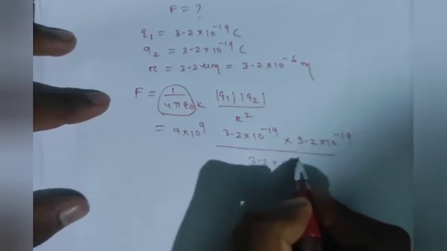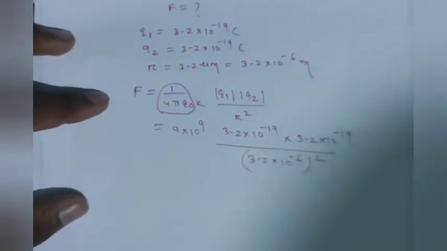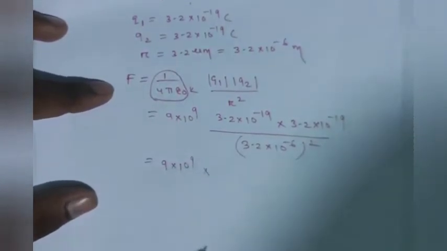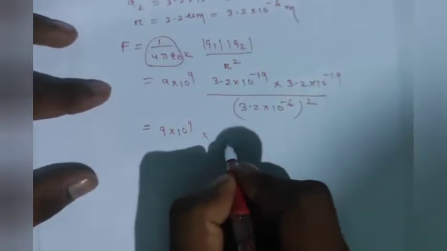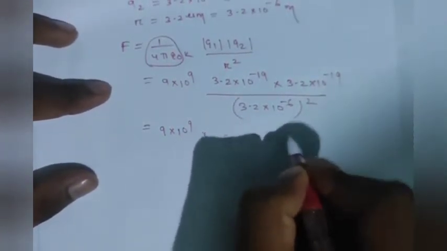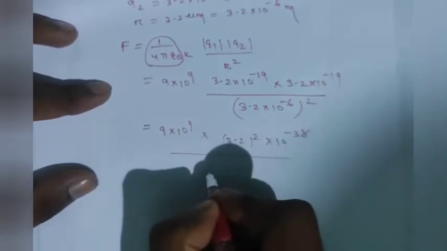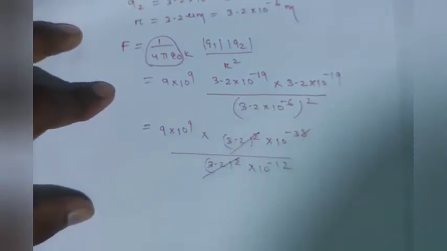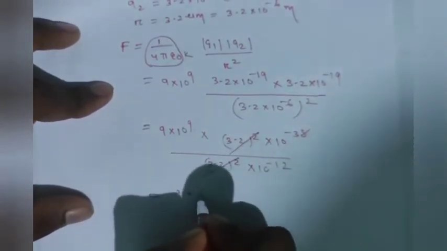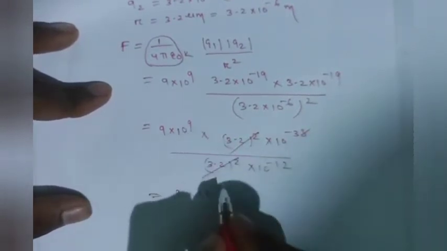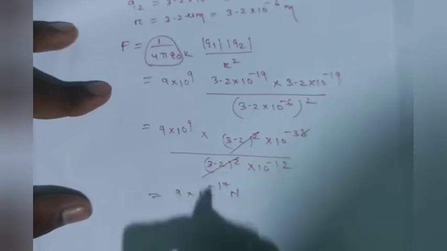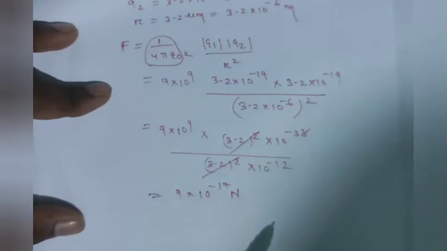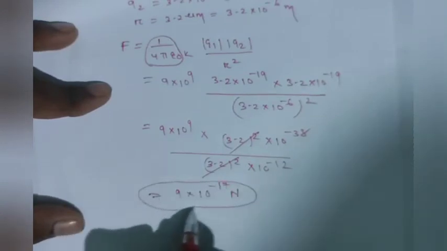3.2 into 10 to the power minus 6 whole square. So it will solve 9 into 10 to the power 9 into 3.2 whole square into 10 to the power minus 38 divided by 3.2 square into 10 to the power minus 12. This will cancel each other, and this will be 12 and 21. This will be minus 17 Newton. So the force between two alpha particles separated by a distance 3.2 micrometer will be 9 into 10 to the power minus 17 Newton.